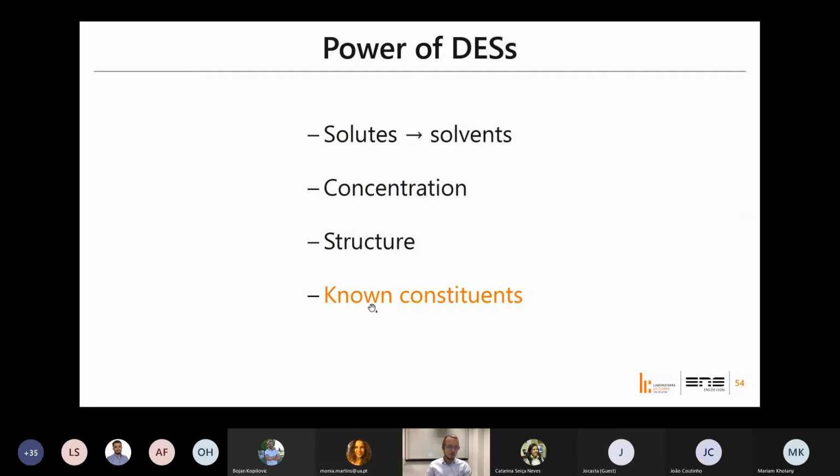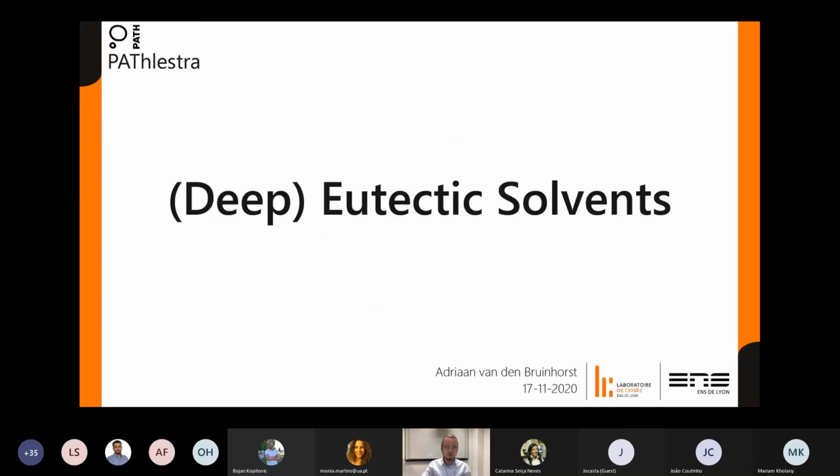Then the last power of deep eutectic solvents is, I think, that there are known constituents. So unlike ionic liquids, which are usually synthesized as new components, they don't have to be approved anymore by the authorities or by industry. The people already know these constituents. So that is really nice for legislation and for applications. So if there is a very nice application that works very well with deep eutectic solvents, it's quite easy to implement it in real life. And I think this is also a great pro for deep eutectic solvents, as compared to newly synthesized components.